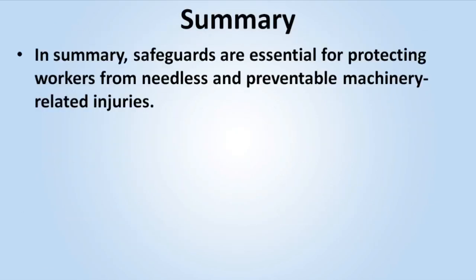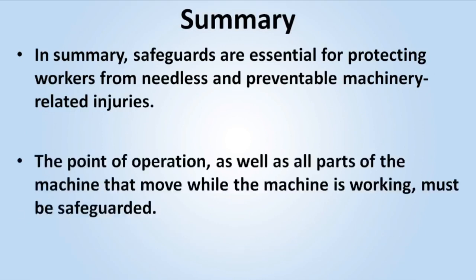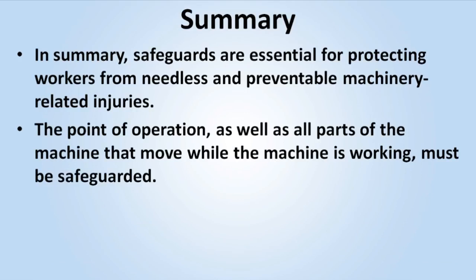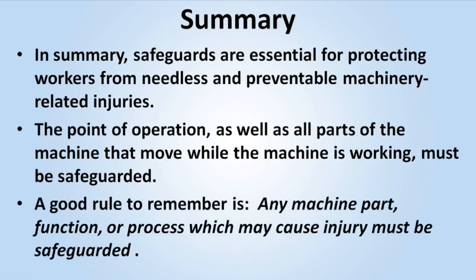In summary, safeguards are essential for protecting workers from needless and preventable machinery-related injuries. The point of operation, as well as all parts of the machine that move while the machine is working, must be safeguarded. A good rule to remember is this: any machine part, function, or process which may cause injury must be safeguarded.